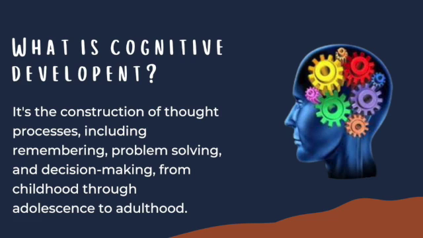What is cognitive development? Cognitive development is the construction of thought processes including remembering, problem-solving, and decision-making from childhood through adolescence to adulthood. Cognitive development refers to how a person perceives, thinks, and gains understanding of his or her world through the interactions of genetic and learned factors. The areas of cognitive development are information processing, intelligence, reasoning, language development, and memory.